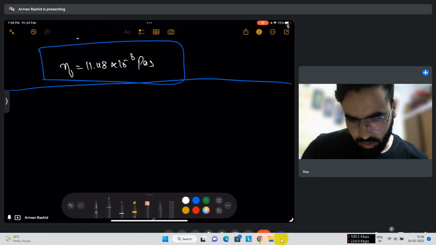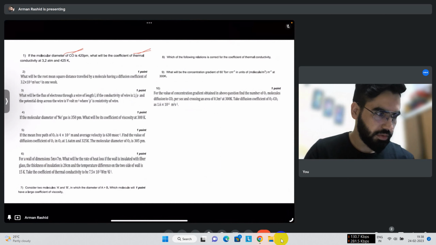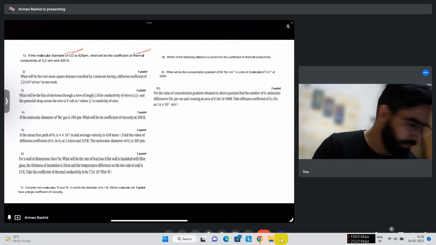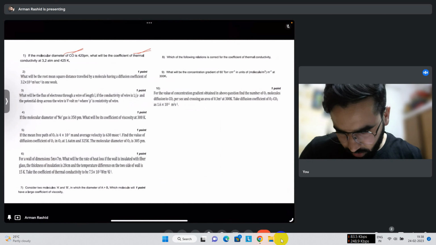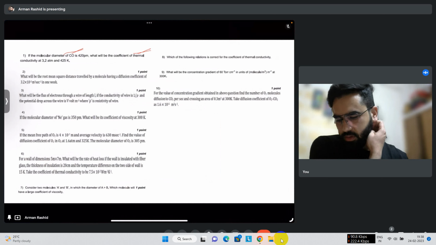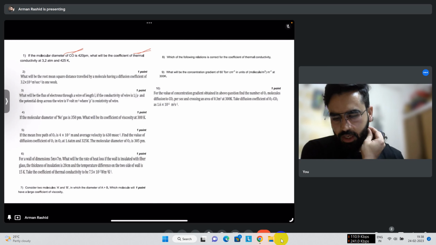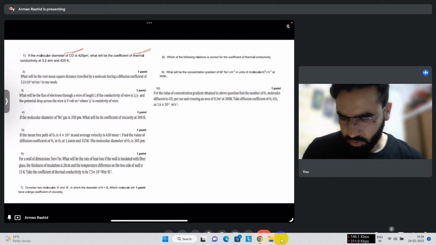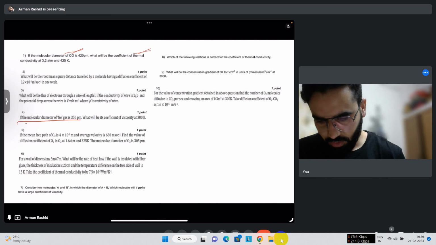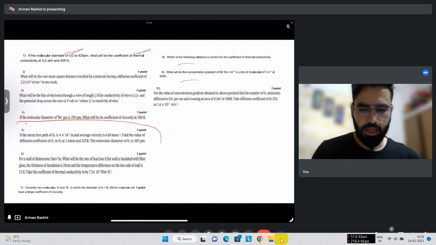Now we have another question, question number 5, but I don't think we have that much time. Question number 5 is: given the mean free path and the average velocity, find the value of the diffusion coefficient of oxygen in air. So this we'll take in the next session. Up to 4 we have done; questions 5, 6, 7, 8, 9 and 10 we will take in the next session.